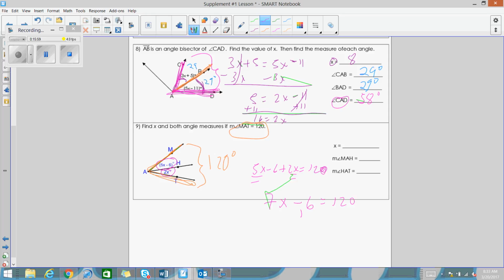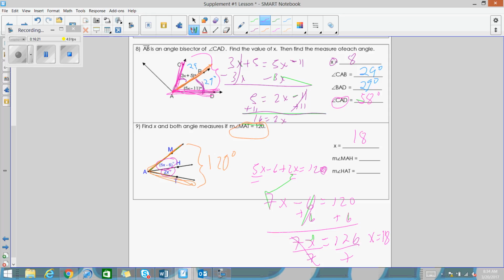I'm going to add 6, and I get 7x equals 126. Divide by 7, and I'm going to get x equals, what is it, 7, 5, 18. So you get 18. X equals 18.